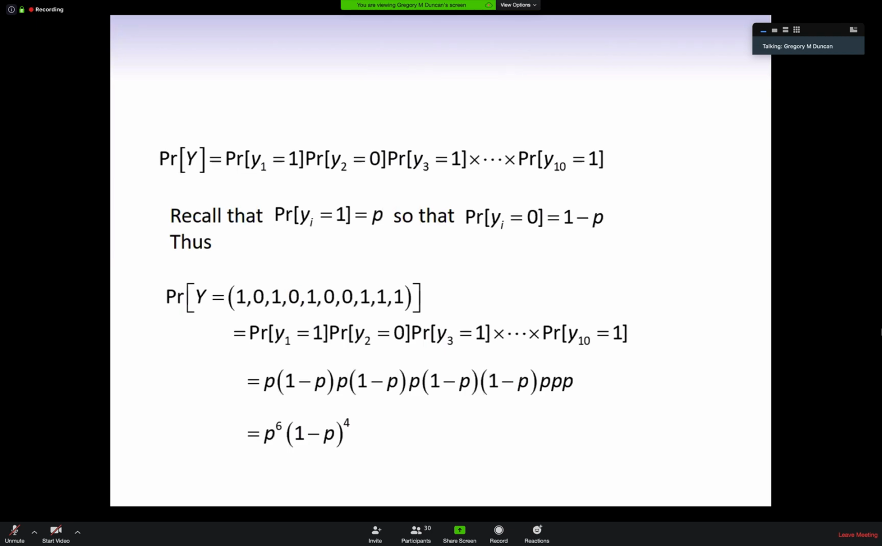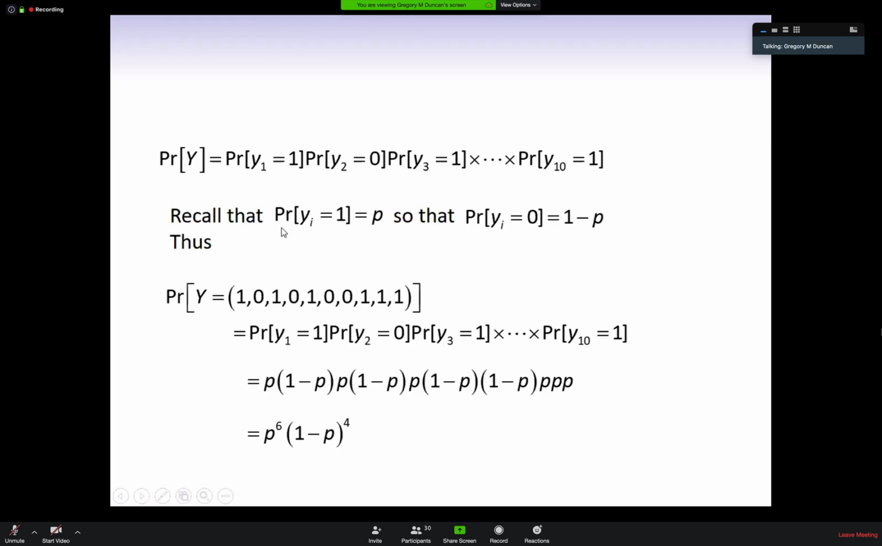Another problem with my animation again. So the probability of Y is the probability that Y equals 1 times the probability Y equals 0 times the probability that Y equals 1, and so on. And it's Y1, Y2, Y3 to Y10. Remember, they're identically distributed, so they have the same probability, okay? If they weren't identically distributed, you could still multiply them, but you wouldn't have the same probability.